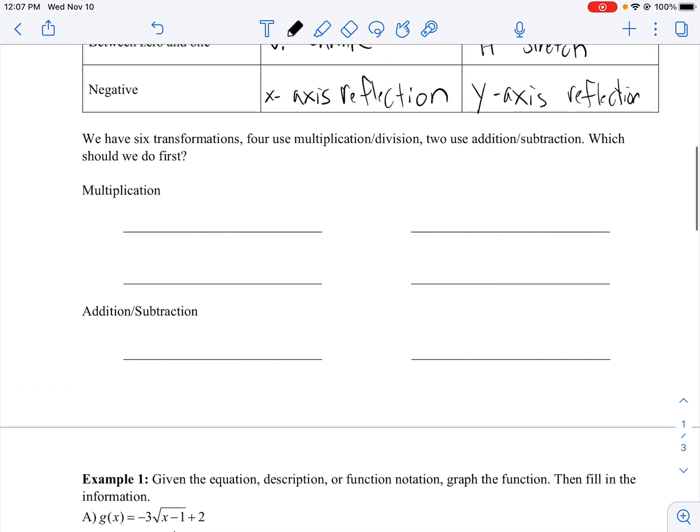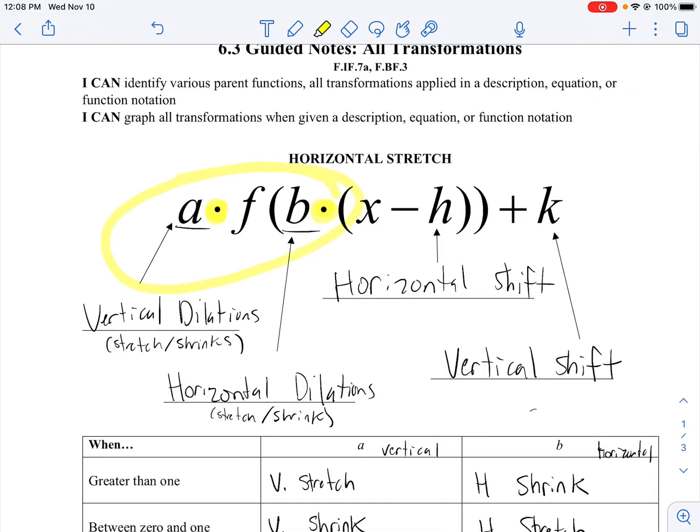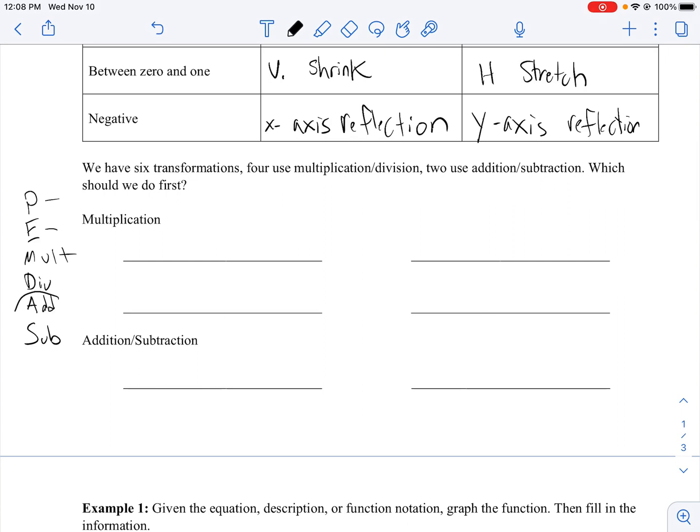So let's talk about this. Okay, so if you have multiple transformations happening at once, you do have to worry about which order they come in. Right? So think about your order of operations. So PEMDAS, Please Excuse My Dear Aunt Sally, right? Parentheses, exponents, multiplication, division, addition, subtraction. Okay? Meaning that if you ever have a stretch, compression, or reflection, that will always happen before you do your shifts, because shifts are adding and subtracting. All right, so what do you do first?